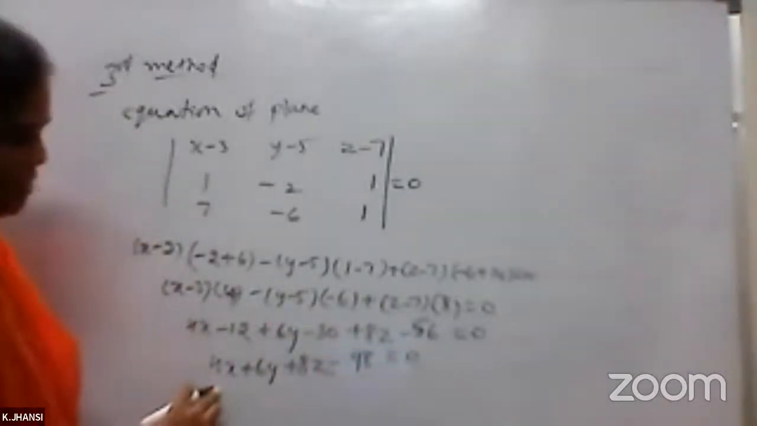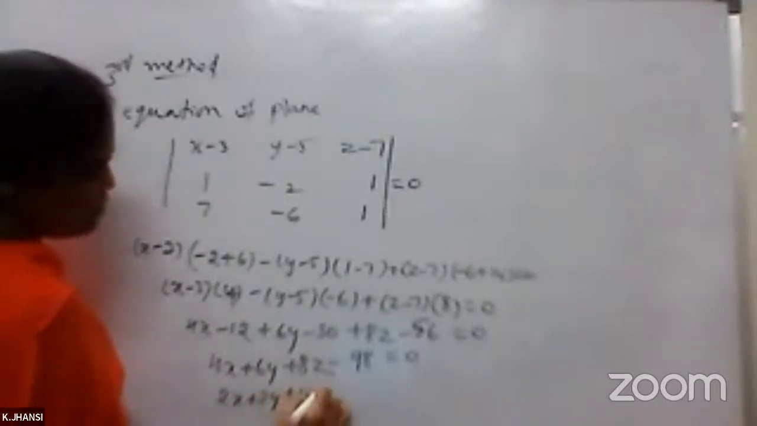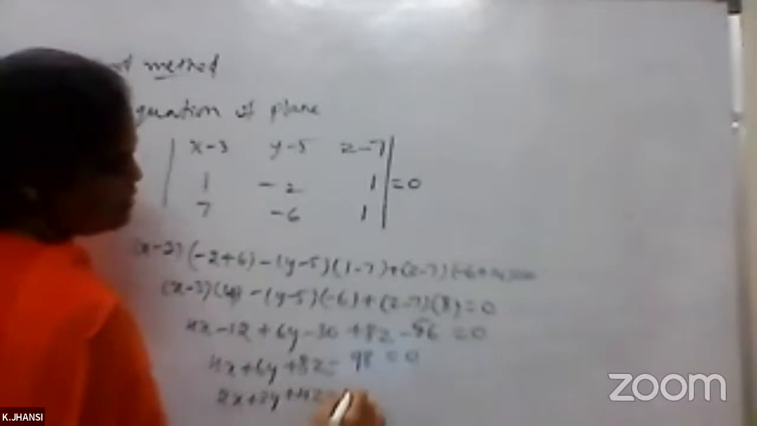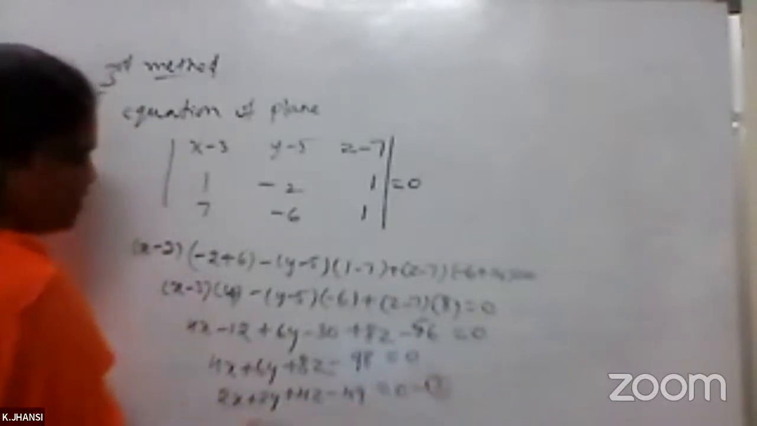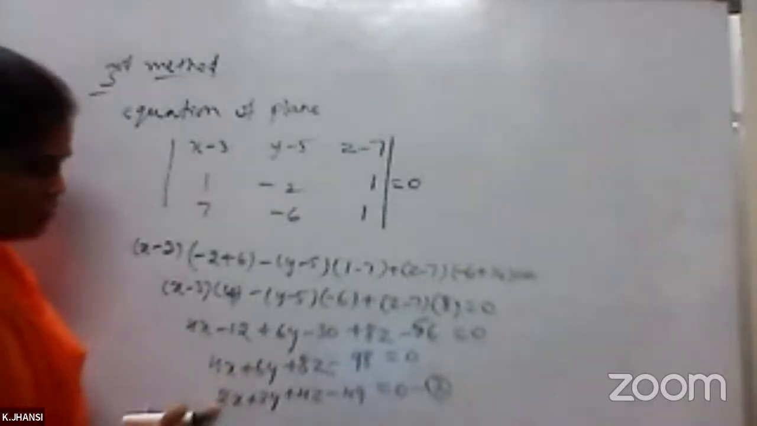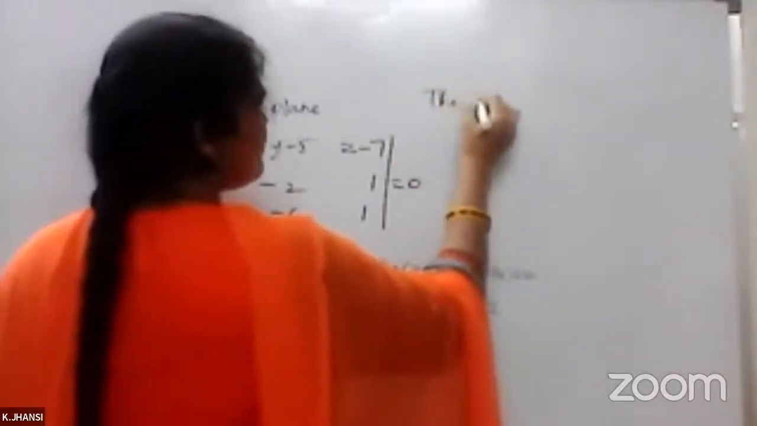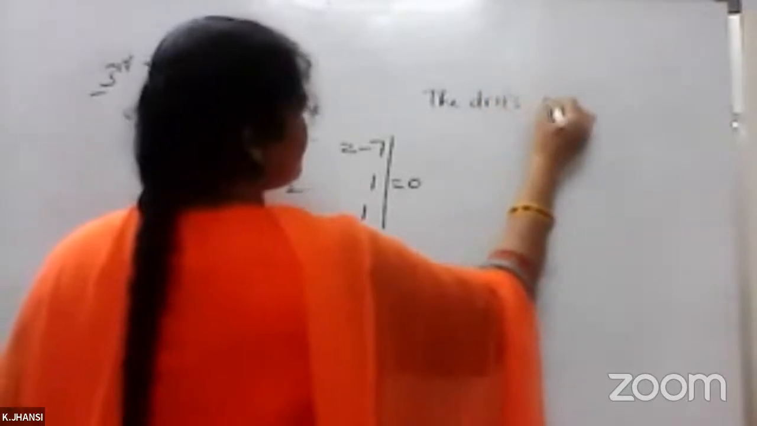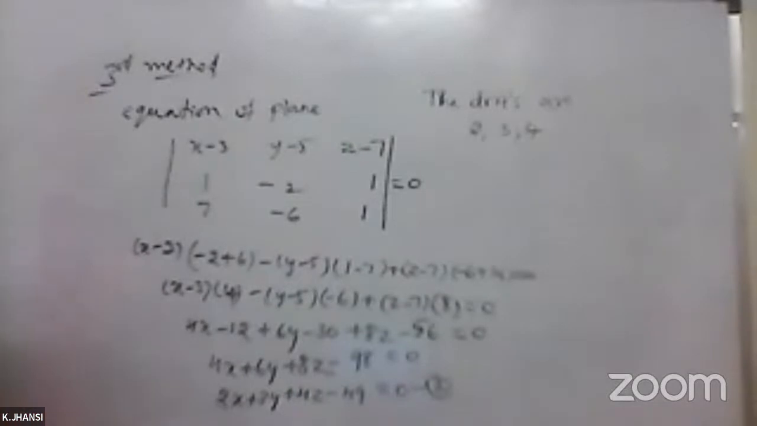You can take 2 common here. If you take out 2 common, it is 2x plus 3y plus 4z minus 49 equals 0. Okay. So this is the plane equation you are getting. We got the direction ratios for the first method and also for the second method. So what are the coefficients of x, y, z? You are getting 2, 3 and 4. Okay. So here the direction ratios are 2, 3, 4. So you got the same direction ratios, no?